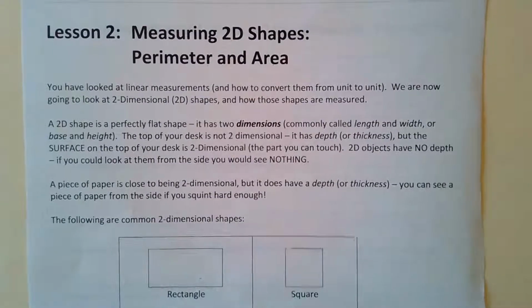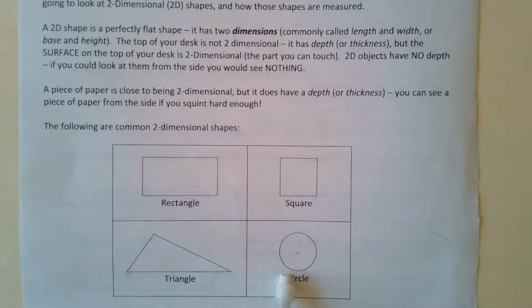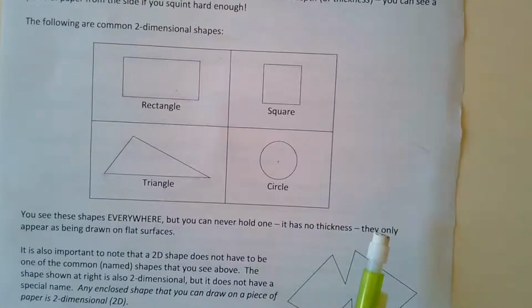We'll be looking at these 4 names, ones that we can name, and then we look at ones that are irregular.